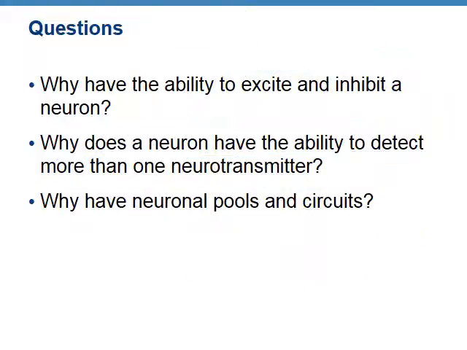And then lastly, why would we have neural pools and circuits? Well, we have to transmit information in different ways, right? We're very complex. We may want to memorize something. We may want to do something short term, long term. We need to send messages out to all of our muscles, to a specific muscle. So we have a lot of actions that have to occur, so we need lots of ways or modes with which to get that information to the body.